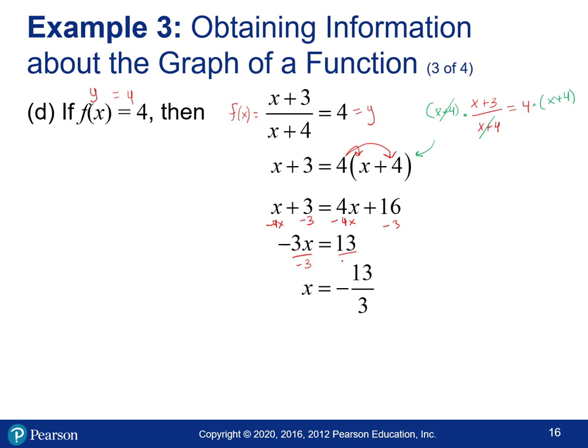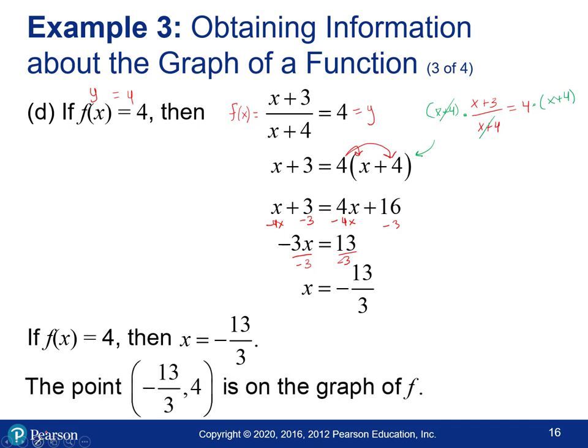Divide so that x is by itself. So now x is isolated, and the answer is the right side. So negative 13/3. Okay, so when y is 4, x is negative 13/3. And so the point on the graph is x, comma, y.